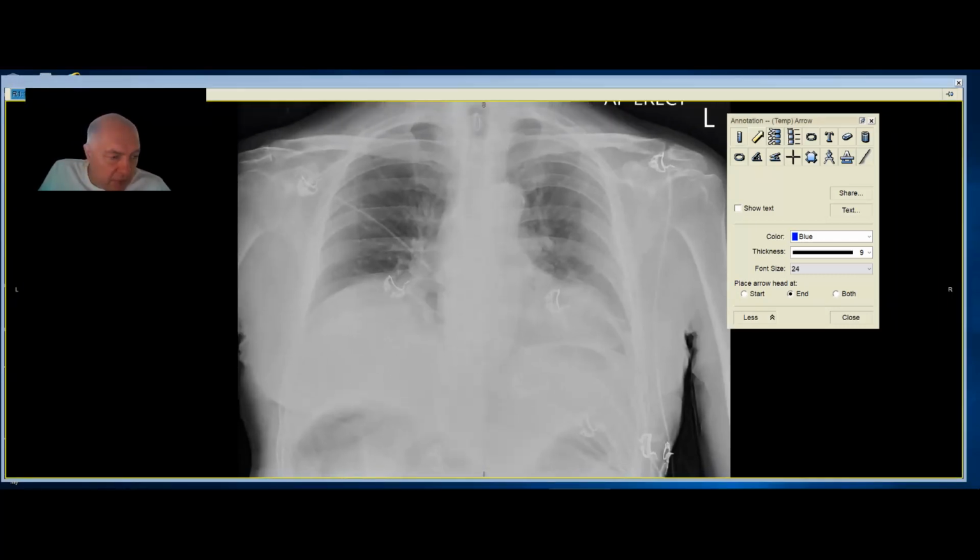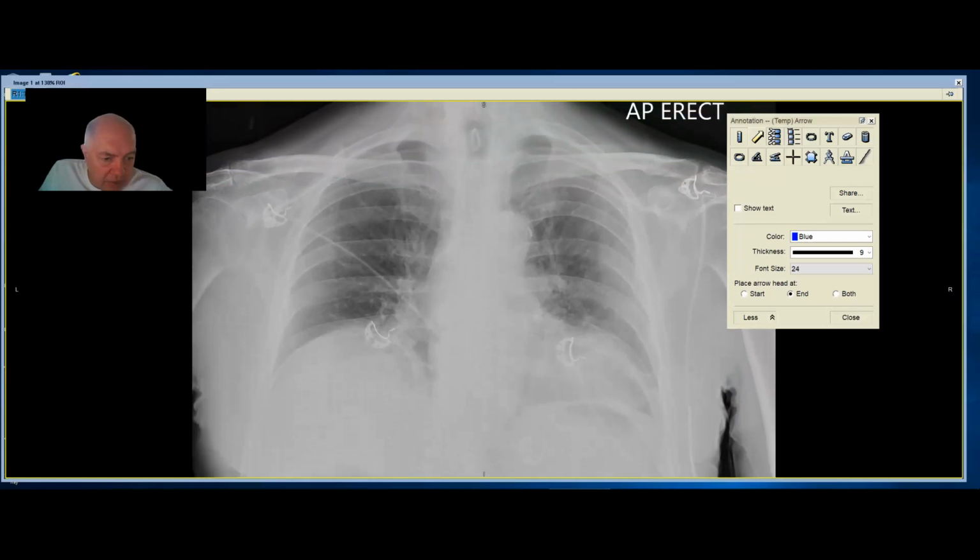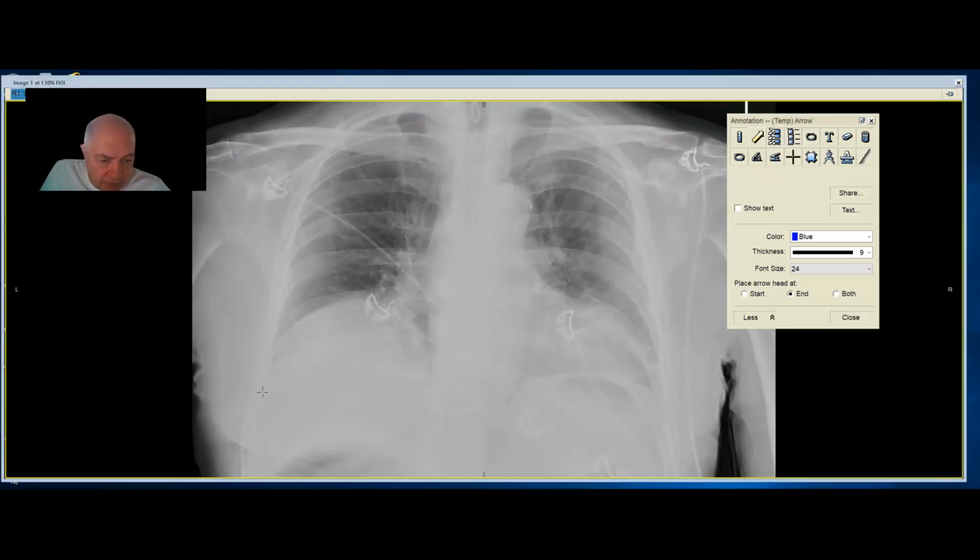We'll bring up the X-ray just to make sure there's no free air, because that would be a concern for perforation. But the X-ray looks fine. Diaphragms are elevated, but there's no free air below the diaphragm, so it doesn't look like there's any perforation. So the next test of choice is a CT scan.